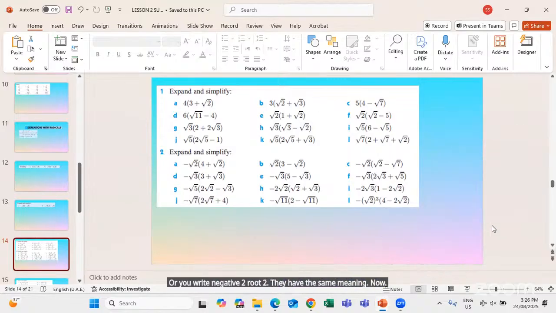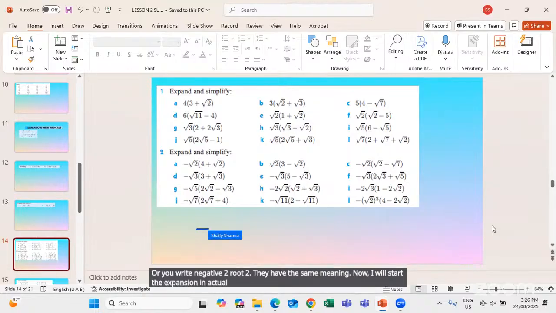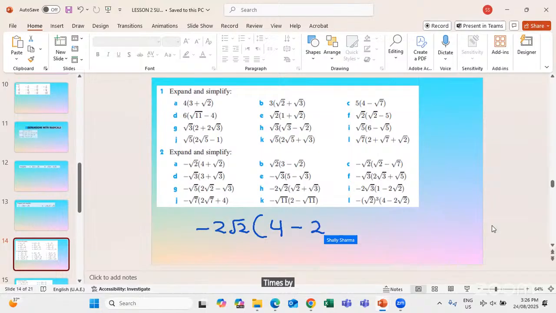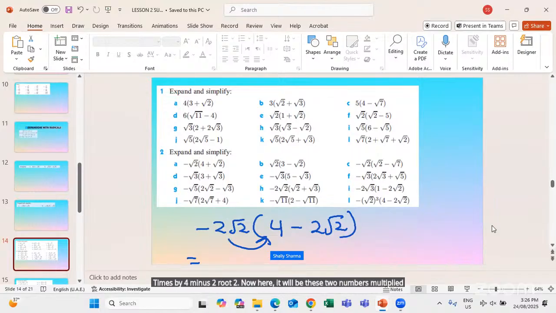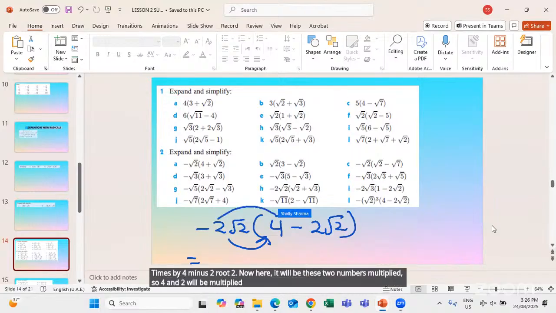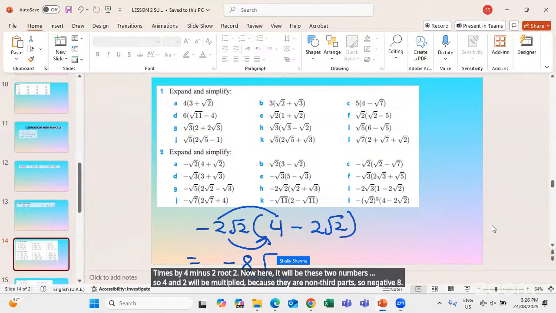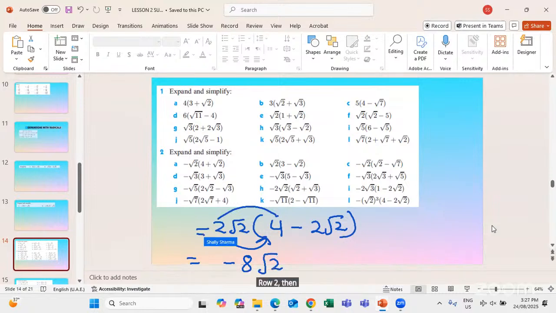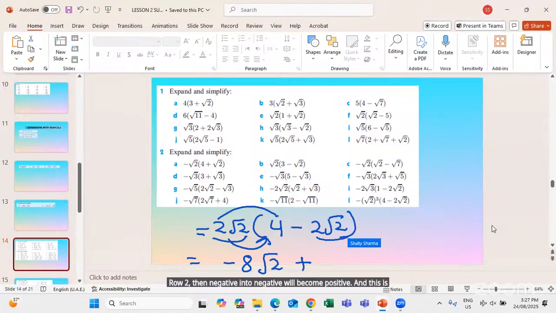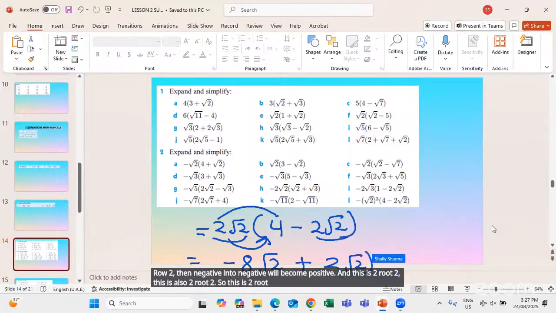Now I will start the expansion in actual. So I will write negative 2 root 2 times 4 minus 2 root 2. Now here these two numbers will be multiplied. So 4 and 2 will be multiplied because they are non-surd parts. So negative 8 root 2. Then negative into negative will become positive. And this is 2 root 2, this is also 2 root 2. So this is 2 root 2 squared.